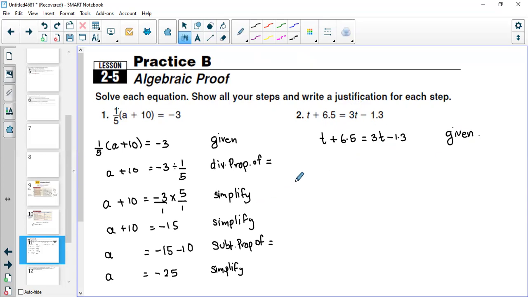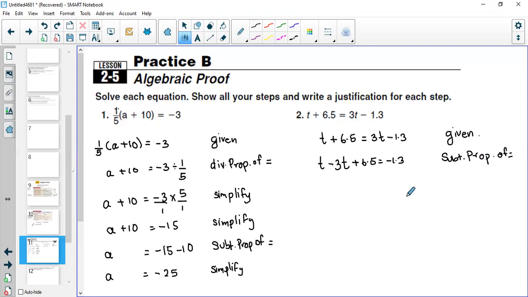Okay, now what's the next thing I'm going to do? Now because we are doing justification, we are only going to do one thing at a time. One thing means either you bring the 3t to this side, or you move the 6.5 to that side. You can only do one thing, not two things at once, right? So first let me move the 3t to this side. So that becomes t minus 3t plus 6.5 equals negative 1.3. So what did we just do here? It became negative. So what property are we using here? We are using subtraction property of equality.